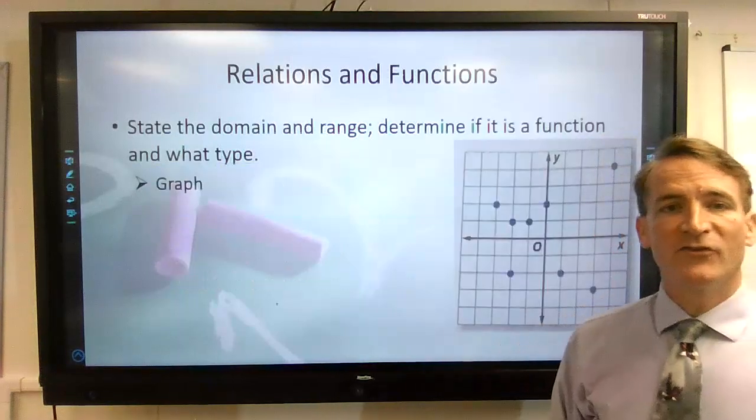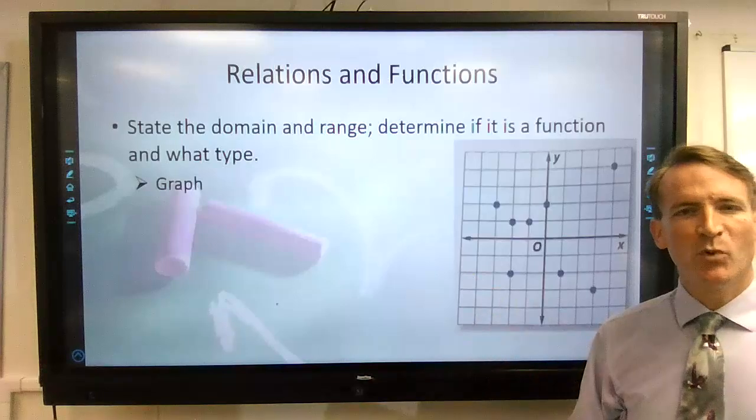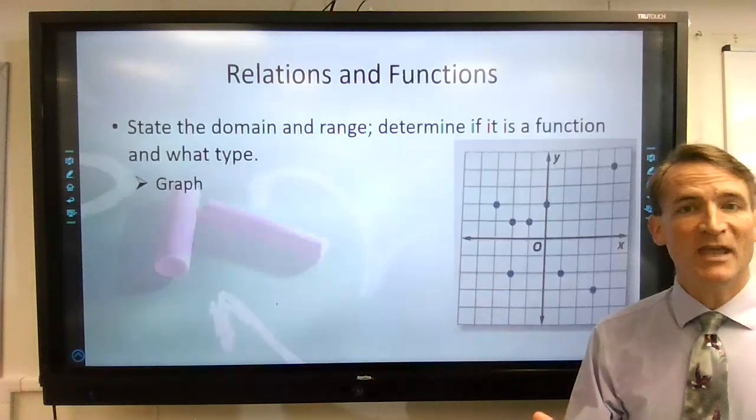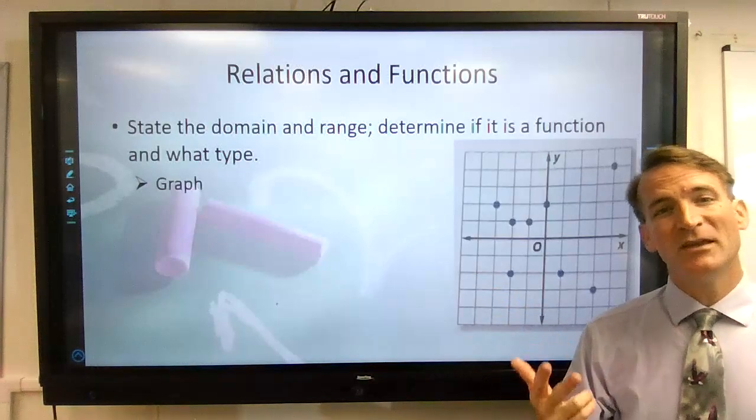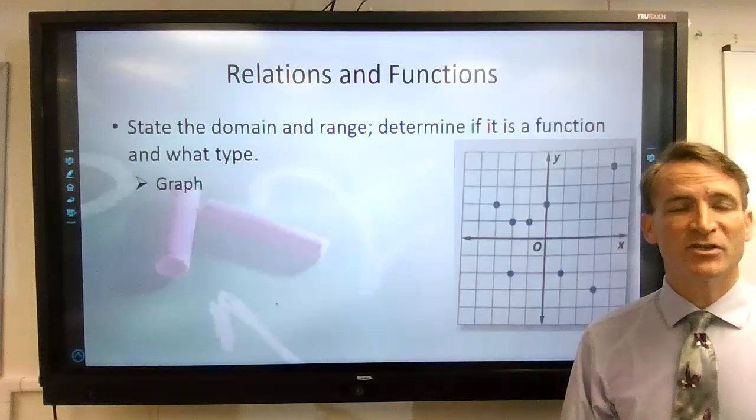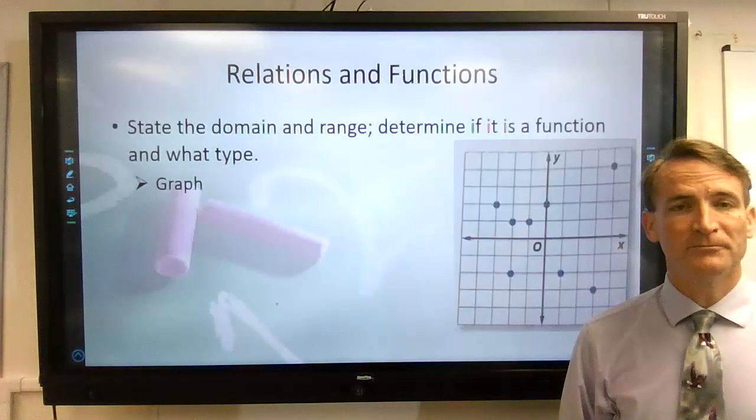Let's try one that is a graph. So as you look at this graph, figure out what the points are. I want you to write down what the domain is, write down what the range is, determine whether it's a function. If it is a function, what kind of function is it? Is it a one-to-one, an onto, both, or neither?